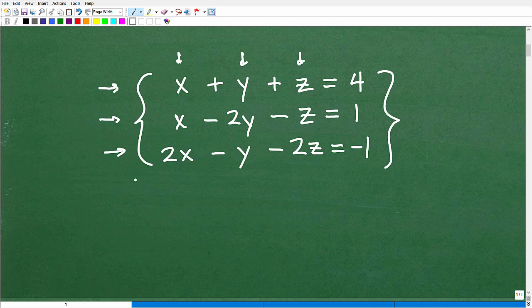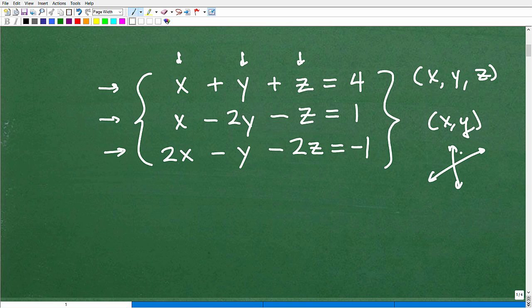And what we're looking for is what we call an ordered triple, an x, y, and z point, very much like an xy point when you're solving two variable systems. This is where two lines intersect. This is the whole idea behind two variable systems.